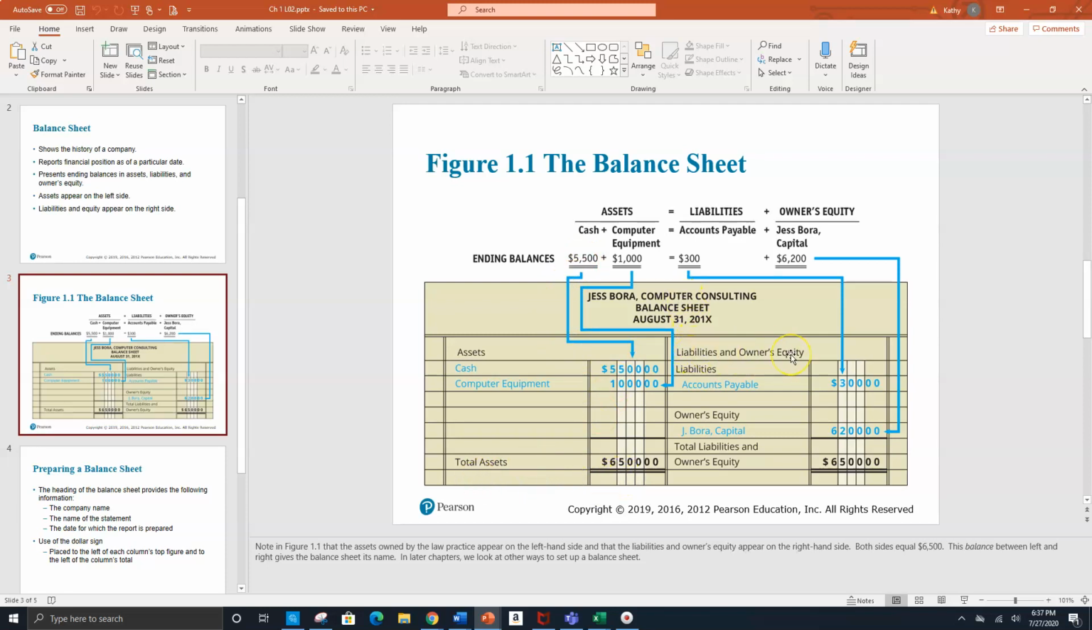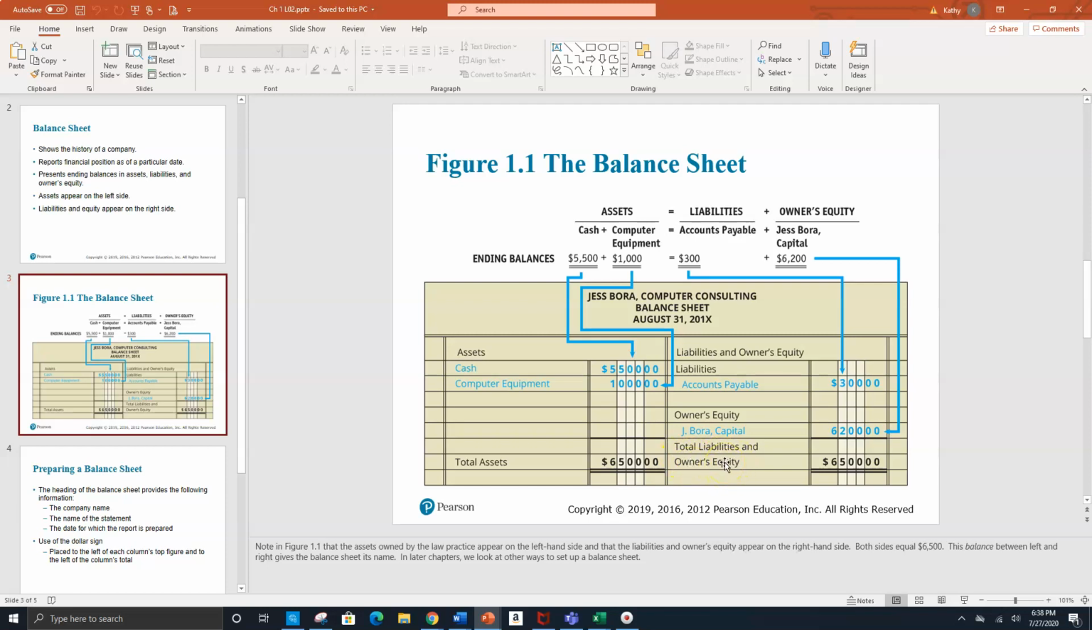Then liabilities and owner's equity. A liability was accounts payable, $300 is the ending balance. You might have a total liabilities too if you had more than one liability. And then you have owner's equity. Just for capital is the owner's equity account, $6,200. Again, you might have a subtotal for owner's equity if there was more than one. And then you have your total liabilities and owner's equity.